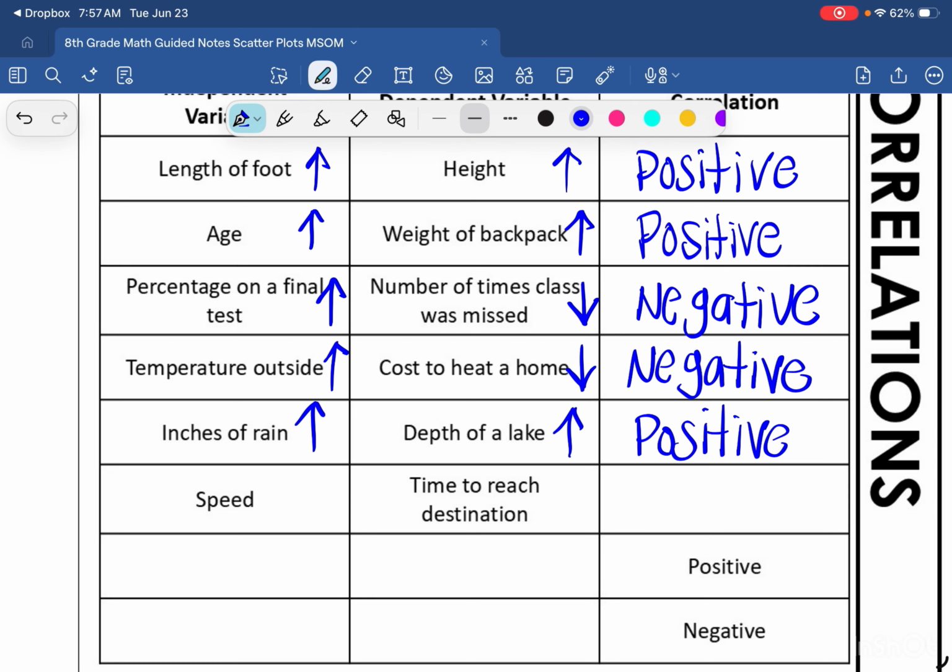Speed and the time to reach a destination. As my speed increases, the time to get there will decrease. So that's a negative correlation.